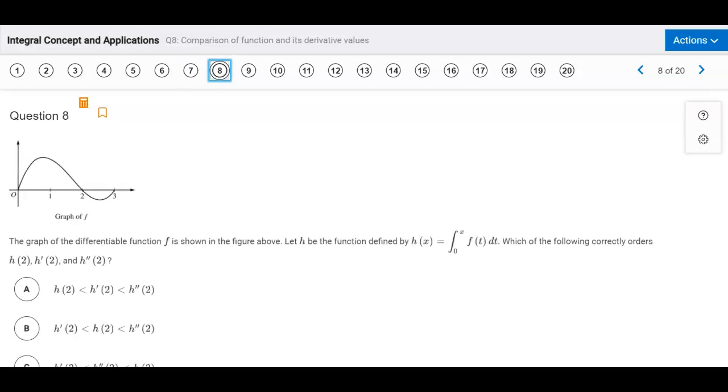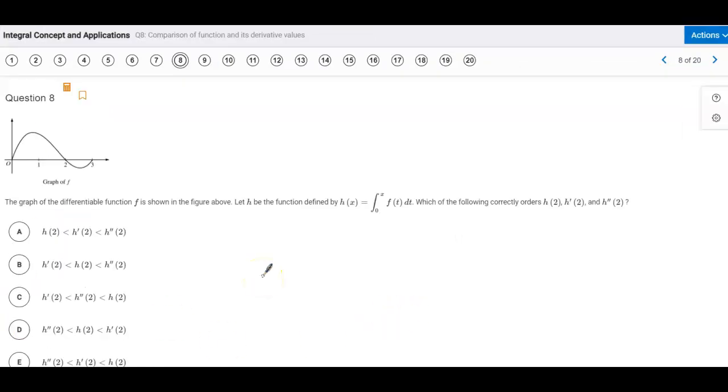Let's move on to question 8, and once again we have another calculator question. Awesome. So they give us the graph of a function f up here, and then they define h as this function here. They want to know if we were to put these in order, which one is greatest, which one's least, and so on. Okay, well let's go ahead and do that.